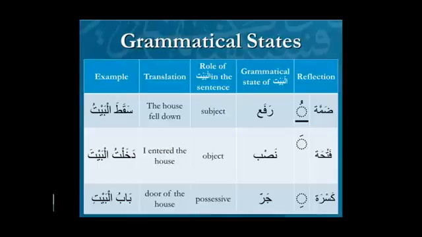Okay, so now subject, object, possessive. Rafa cannot mean subject, Nasab cannot mean object, and Jar cannot mean possessive. The reason is that if you're with us until now, you've already figured out that the total possible usages for the ism are more than just 3. If you say Rafa means subject, Nasab means object, Jar means possessive, then you restricted it to 3. And clearly that can't be true.